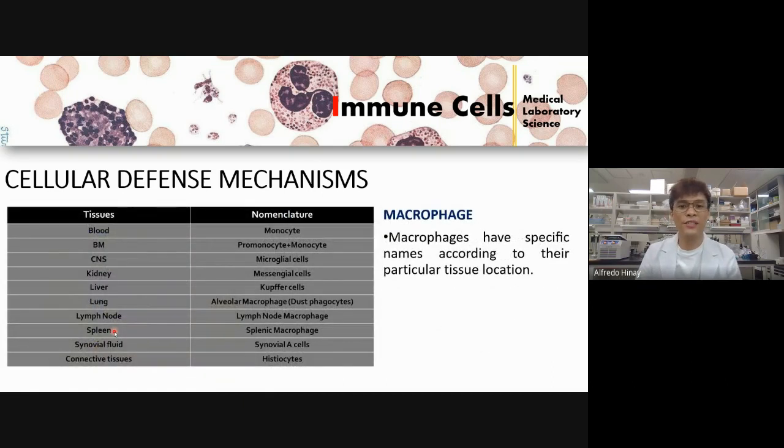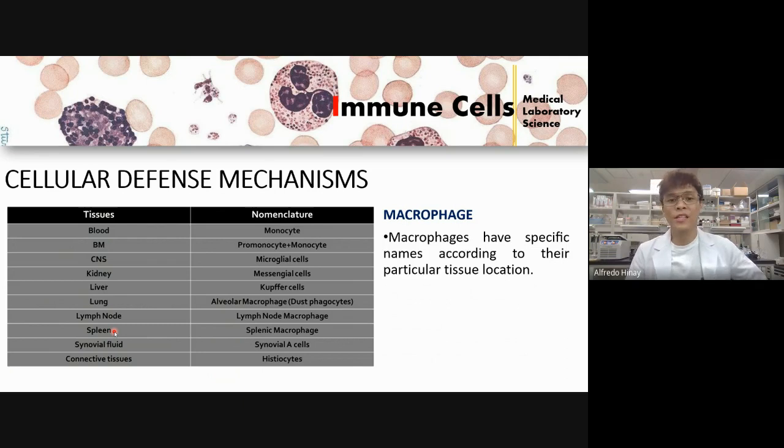So we have different macrophages, class. Their name depends on the location in the body. For example, you have blood and bone marrow for your monocytes, then microglial cells for your CNS, kidney for your mesangial cells, your liver for your Kupffer cells, your alveolar macrophage or your dust phagocytes for your lungs. Then you have your lymph node for your lymph node macrophage, spleen for splenic macrophage, synovial fluid for synovial A cells, and then you have your connective tissues for your histiocytes.